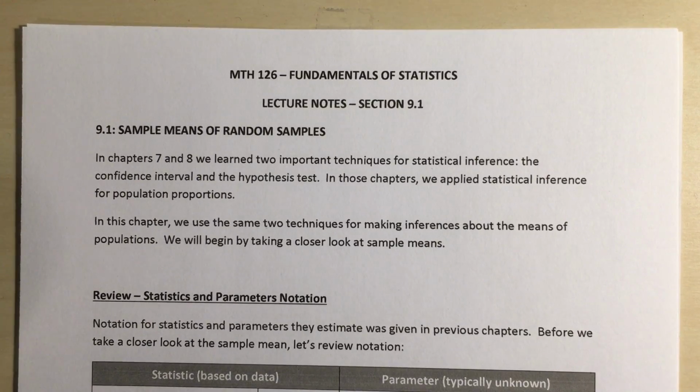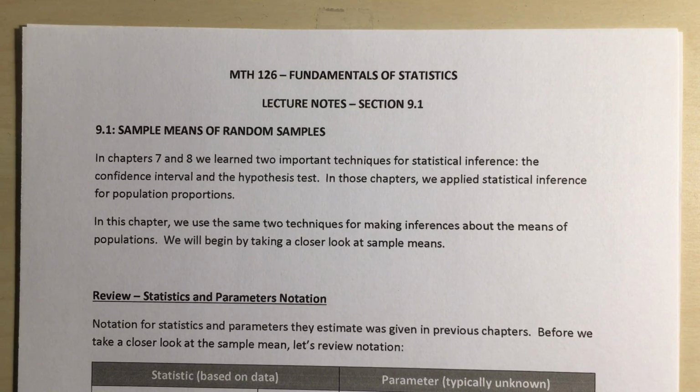Today we're going to start our final chapter, Chapter 9. What we're going to do in Chapter 9 is something similar to things that we've seen in previous chapters, but instead of focusing on population proportions, we're going to be focusing on means. So in Section 9.1, we're going to talk about sample means of random samples.